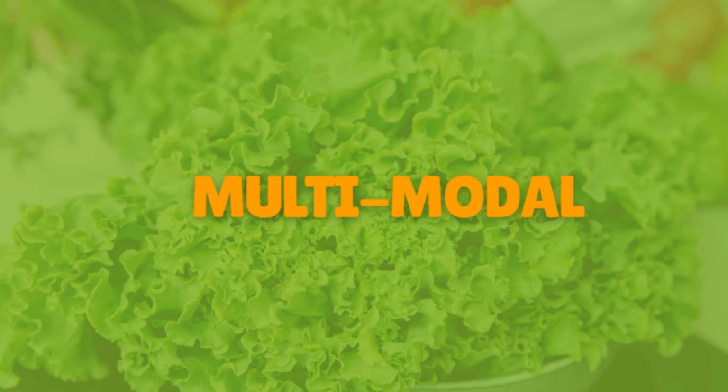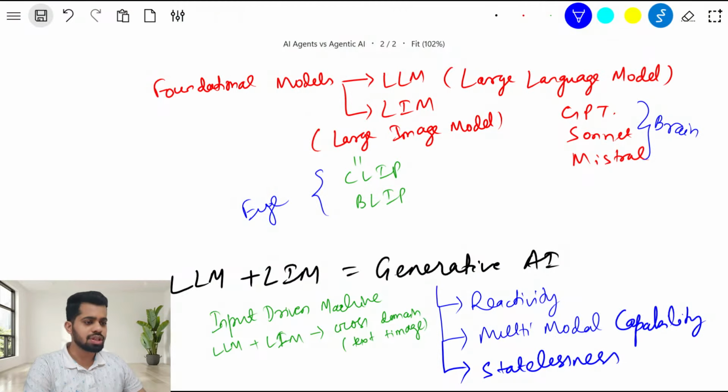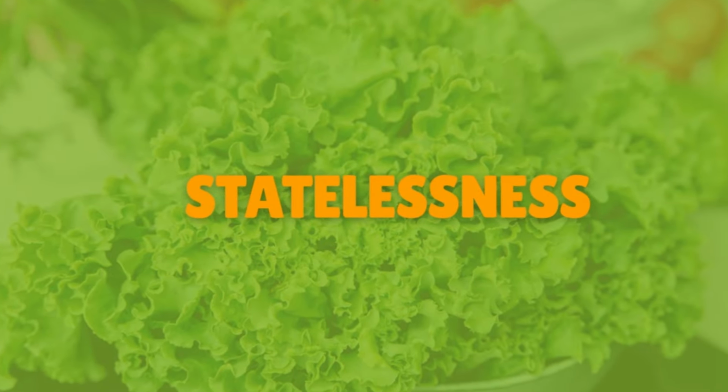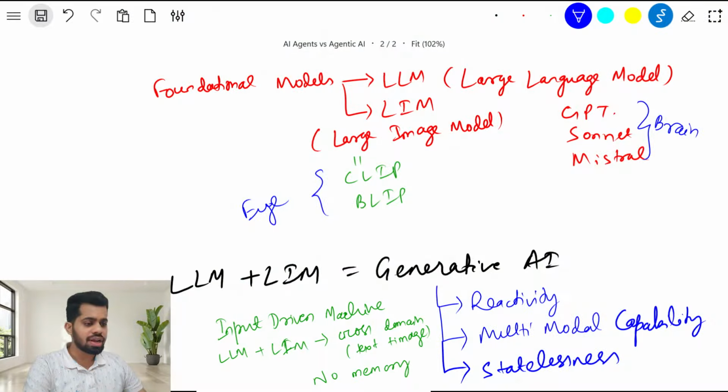Multimodal capability. When you combine large language models with large image models, they can move across different domains, turning text into images, images into text, or even mixing both. That's where you get things like text-to-image generators or captioning systems. And the most important is statelessness. Each interaction is like a brand new conversation. They don't truly remember what happened before, unless you feed the context back in.